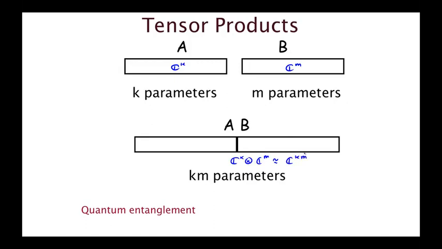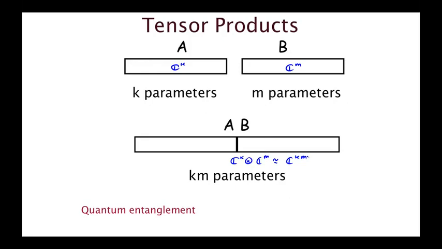So the dimensions multiply, and this is where we get this exponential growth from, if you take many, many copies of this. And the reason you have this increase in dimension is because of entanglement. To describe the state of this composite system, it's not sufficient to just describe the state of A and the state of B, because these two systems will in general be entangled. And so you have to describe the state of the system by describing a superposition over k times m possibilities.